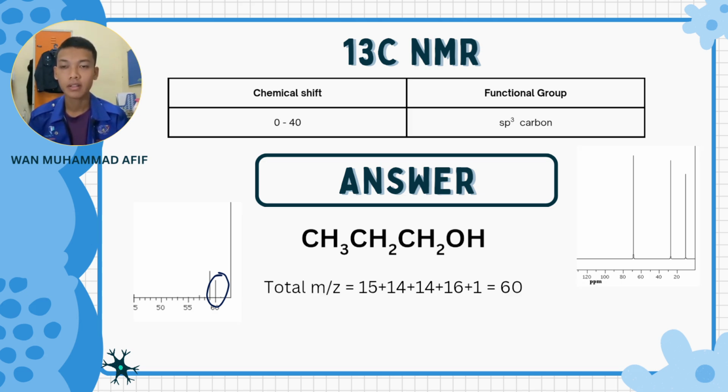In carbon-13 NMR, sp3 carbons like CH3 or CH2 typically appear in the 0 until 40 ppm range, forming the basis for spectrum interpretation. All carbons are sp3, so the final answer based on all the spectra, which is proton NMR, IR, MS, and carbon-13 NMR, is CH3, CH2, CH2, CH.